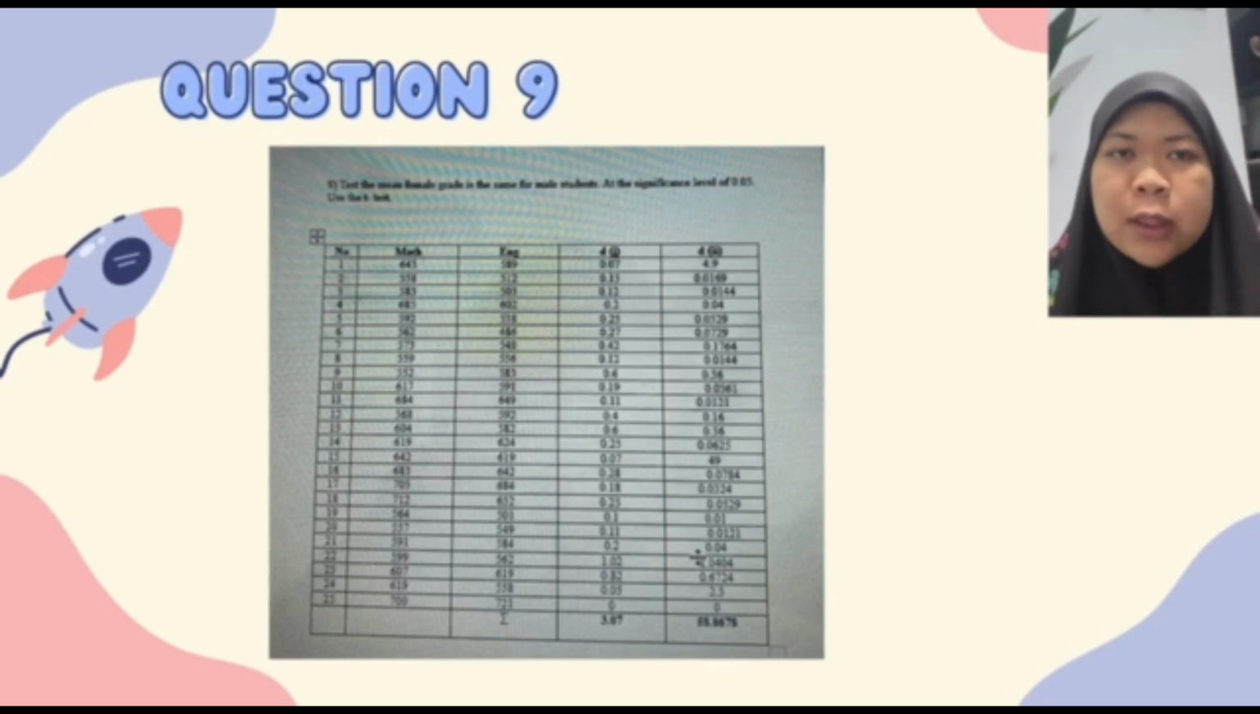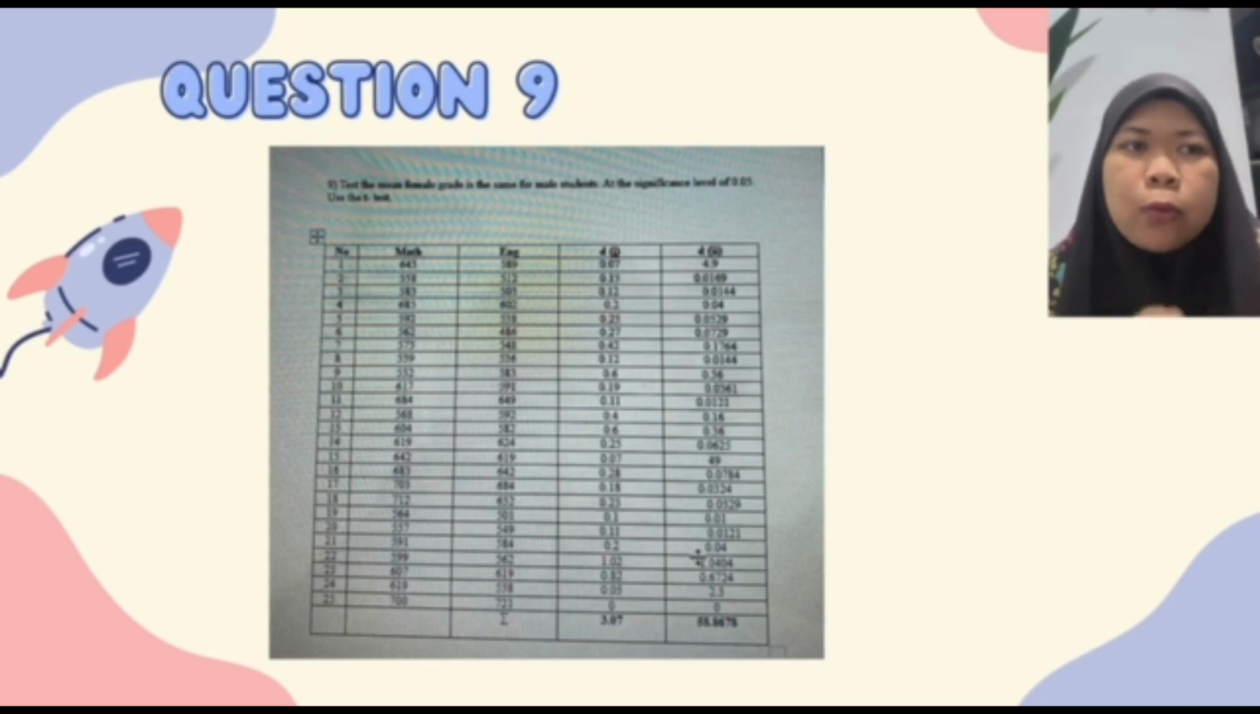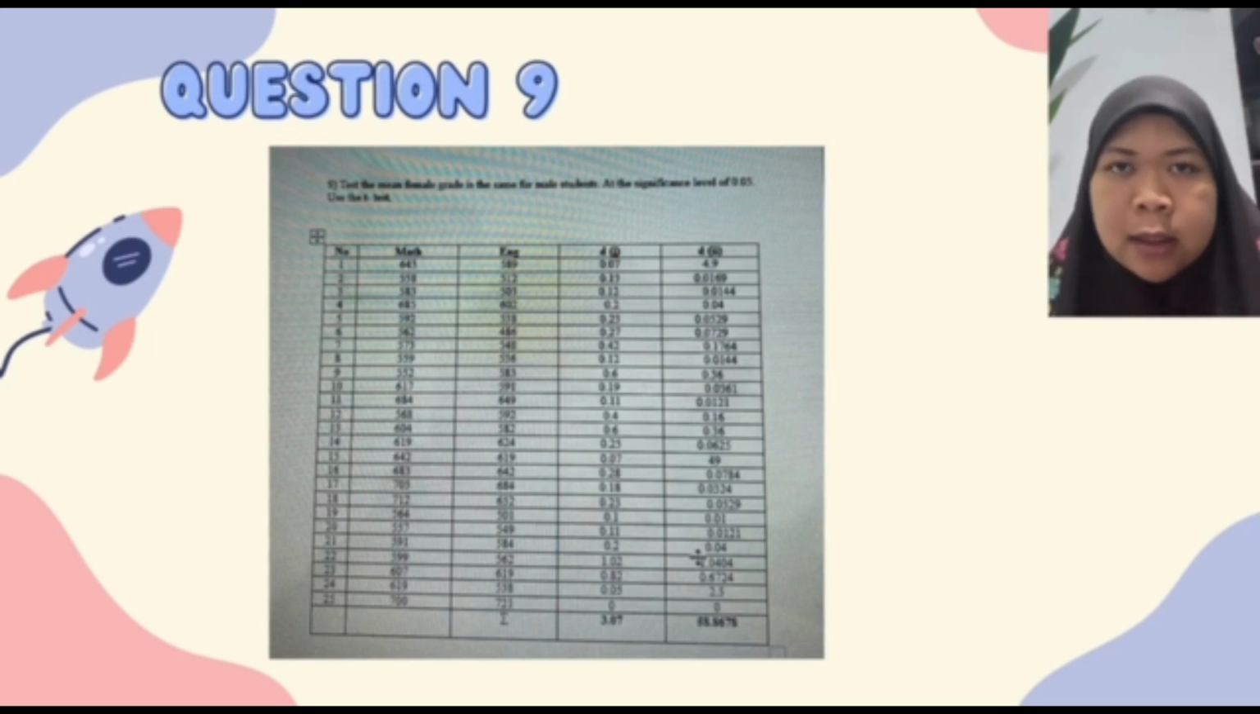I will start my presentation with question number 9. From the question, we need to use the t-test. We need to put the numbers following the subjects of mathematics and English in the columns for the first step, and we need to find the total of D1 and D2, multiply and divide the numbers to get the full answer.